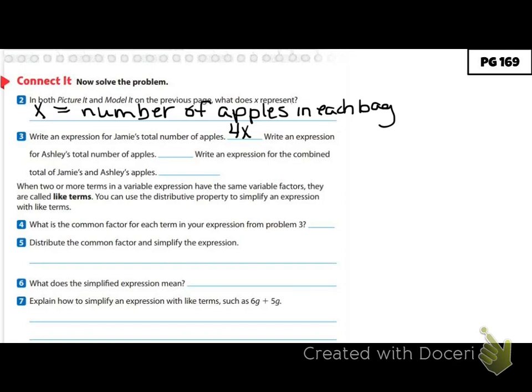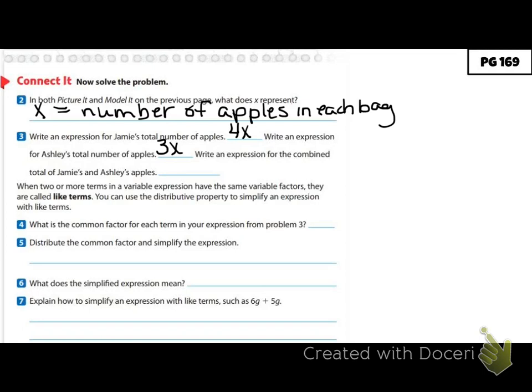Do not use the X for your multiplication symbol. It is no longer an option. You need to be using either the little dot or write them side by side, because X now is a variable. Write an expression for Ashley's total number of apples. Well, Ashley had 3 bags with X number in each one, so we would write that as 3X.